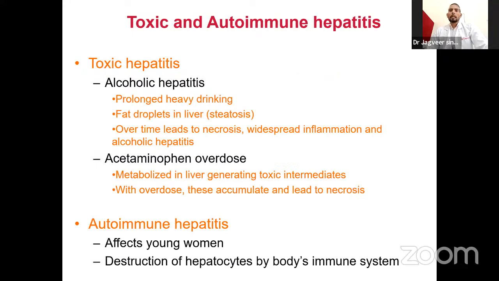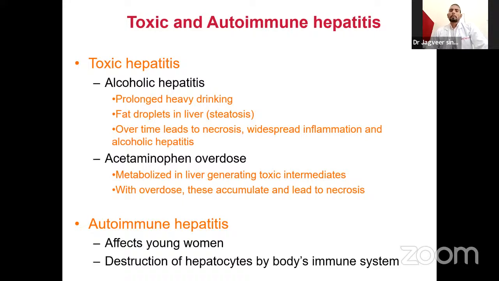In toxic hepatitis, the predominant cause is alcohol. Drinkers who are taking prolonged heavy drinking, firstly 90% of alcohol consumers have fatty liver. That's called steatosis. Over time, if the condition is not treated or alcohol is not stopped, the disease will progress further, leading to the inflammatory condition called alcoholic hepatitis, and furthermore cirrhosis, alcoholic cirrhosis or CLD.